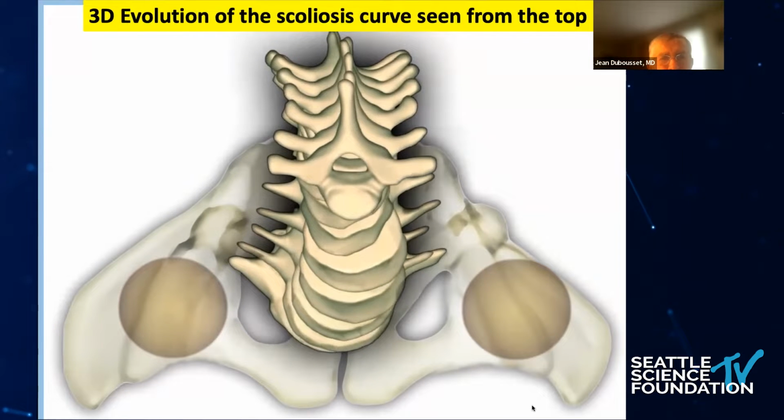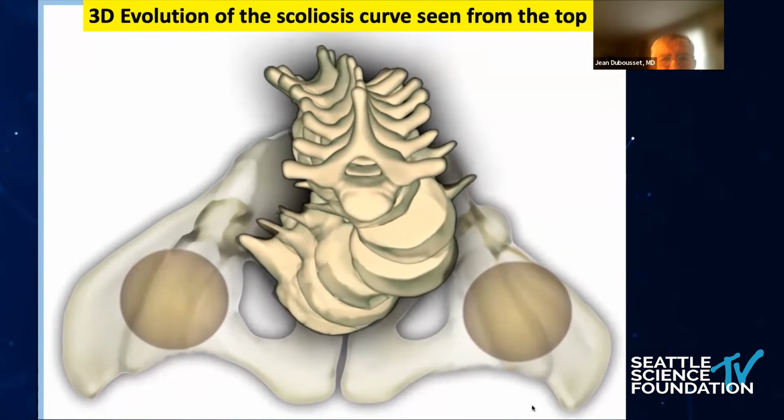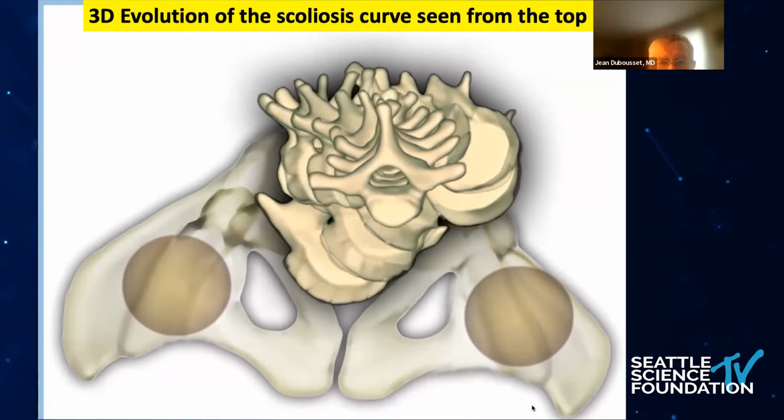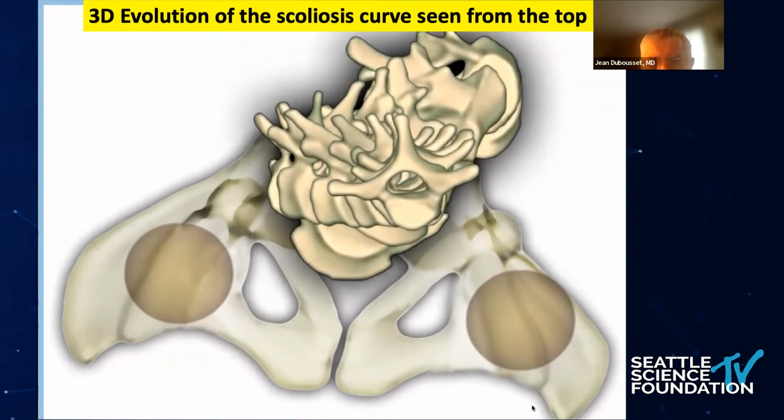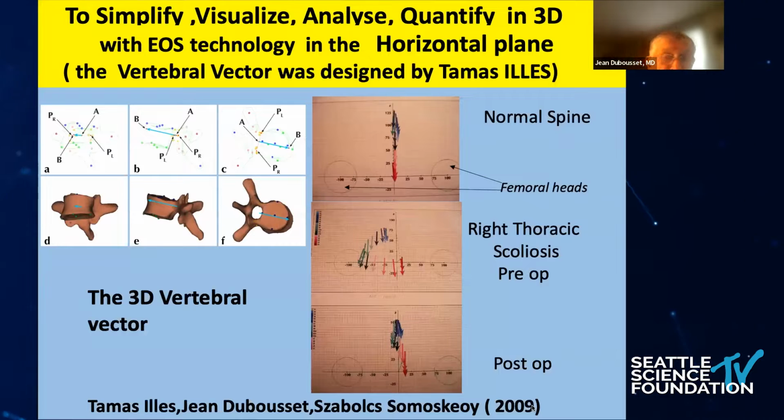And you see here better the 3D evolution of the scoliosis curve. When you see from the top, you see very well that there is a torsion, a horizontal rotation. And of course, to simplify, visualize, analyze and quantify with the EOS technology in the horizontal plane, one of my pupils, Tamas Illes from Hungary, designed the 3D vertebral vector.